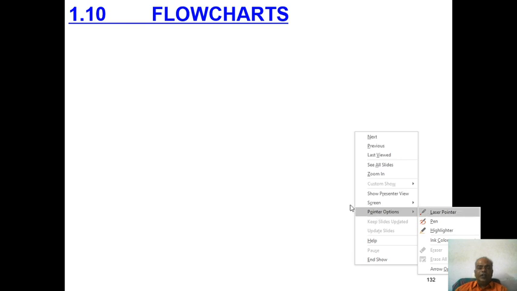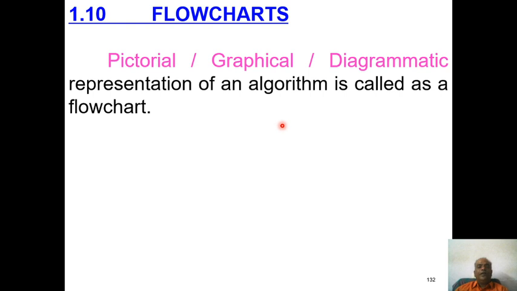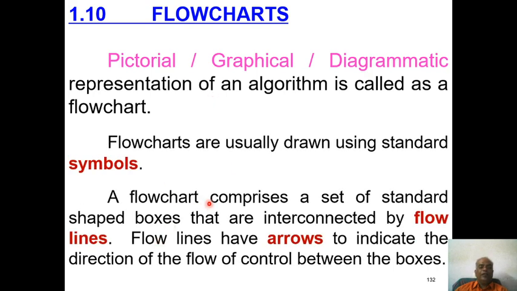So what is a flowchart? A flowchart is a pictorial, graphical, or diagrammatic representation of an algorithm. What is an algorithm? An algorithm is a step-by-step procedure. Flowcharts are usually drawn using standard symbols.